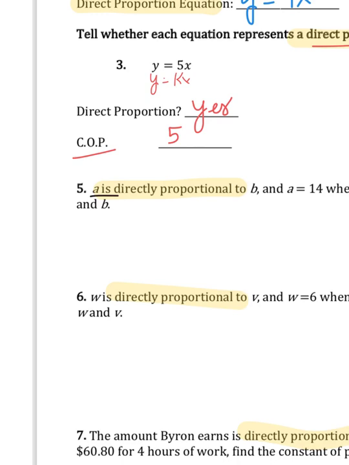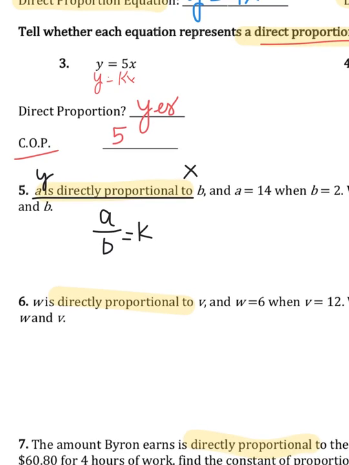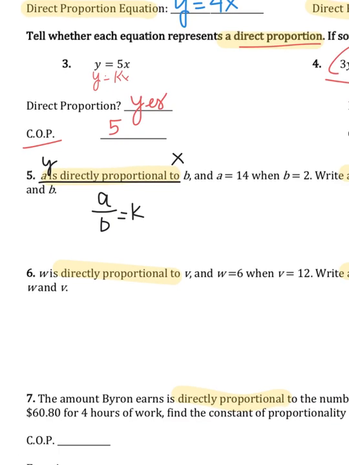As soon as we see this statement, A is directly proportional to B, A over B, or A divided by B, equals the constant. Okay, instead of y is directly proportional to x, they're using a and b, different variables. No problem, just put them in the equation just as we know how. Okay, so now it says that a is 14 and b is 2. So a is 14, b is 2, and that is going to equal K. 14 divided by 2 is 7, so K equals 7.